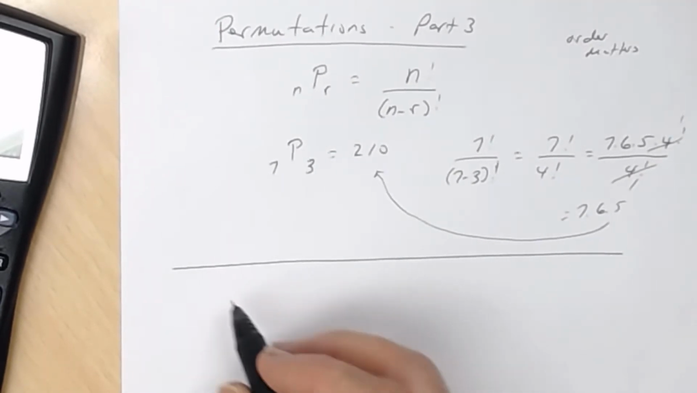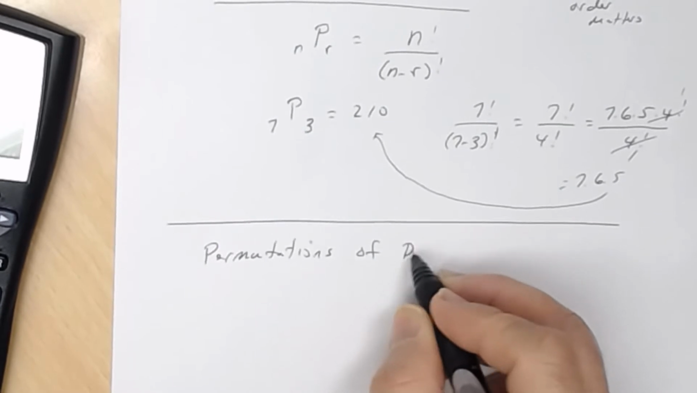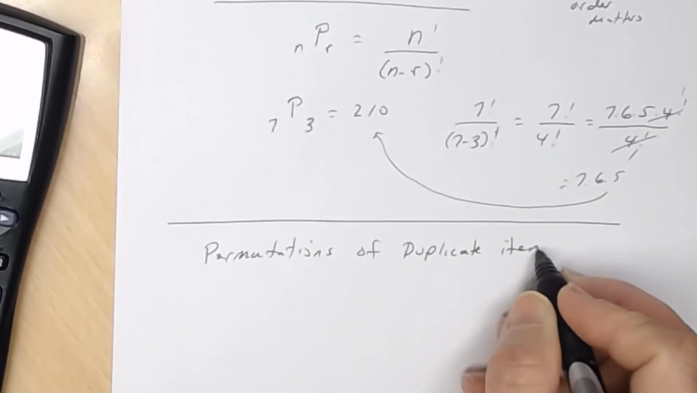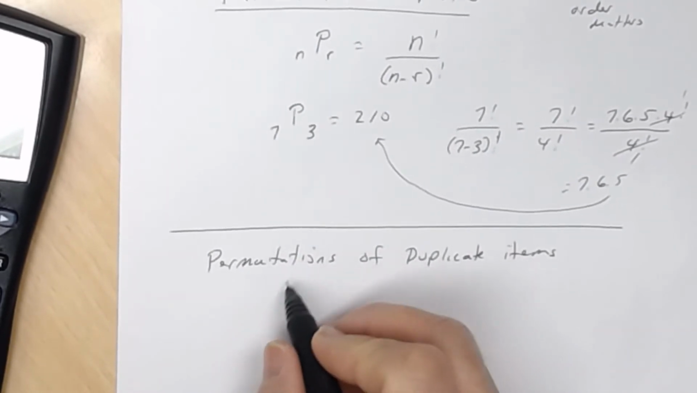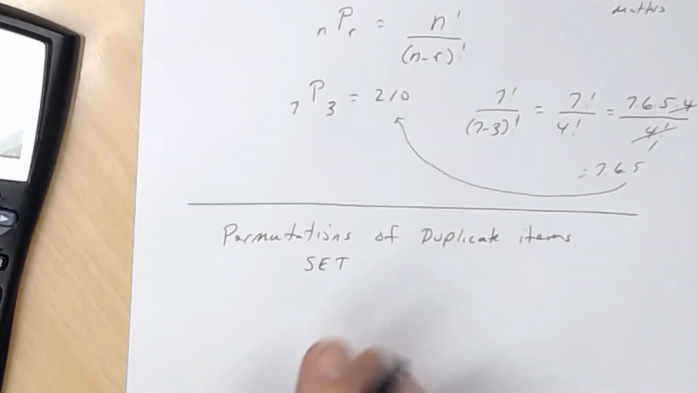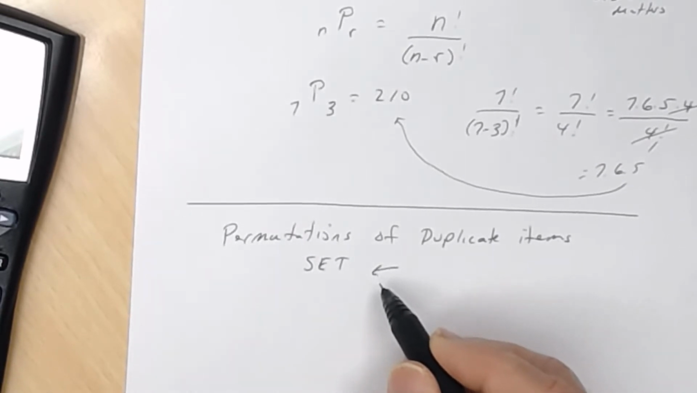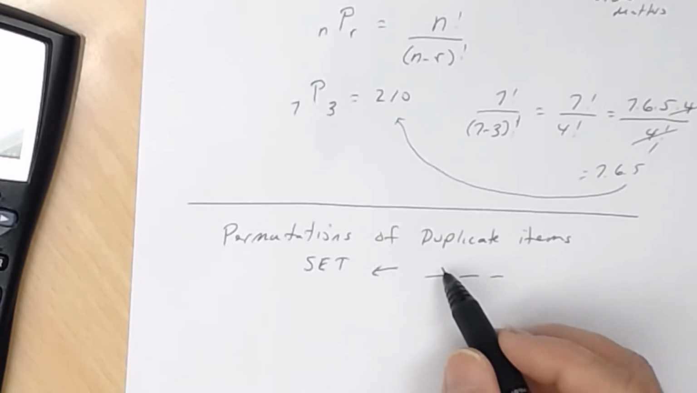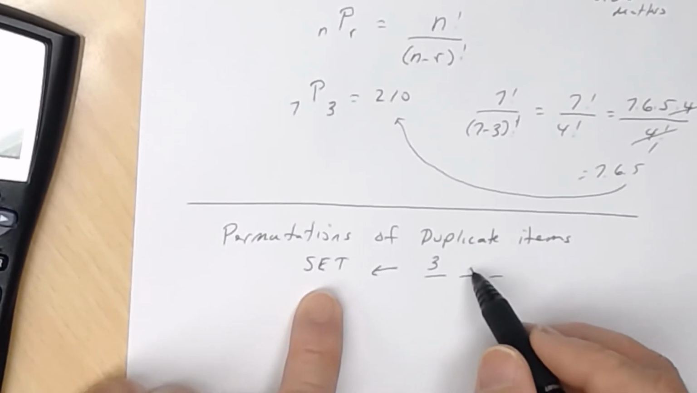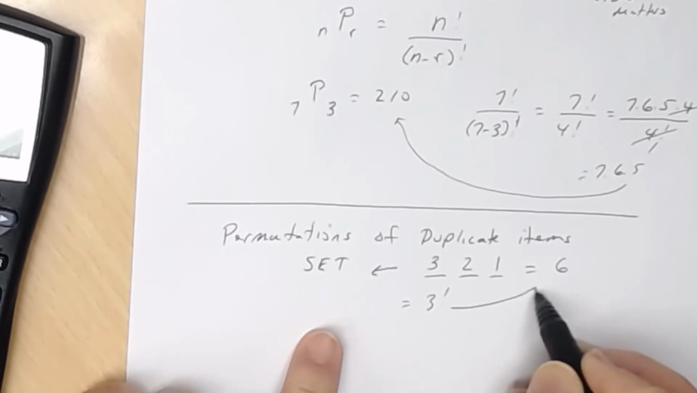All right, so let's talk about that. Our discussion here is going to be permutations of duplicate items. All right, so we're going to start off with a simple example. So let's look at the number of permutations for the letters in the word set. Okay, so if I look at the word set, those letters are all distinct, correct? Those letters are all distinct. So since they're all distinct, using the fundamental counting principle, I can say there are 3 choices for the first letter, then 2 choices for the second, and then 1 choice. So that's 6. Y'all agree? Which is really 3 factorial.